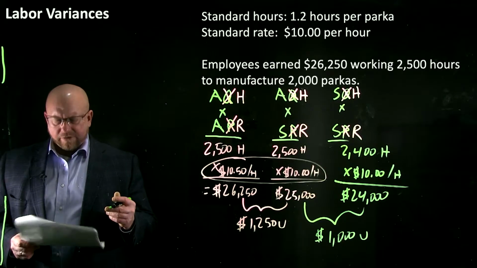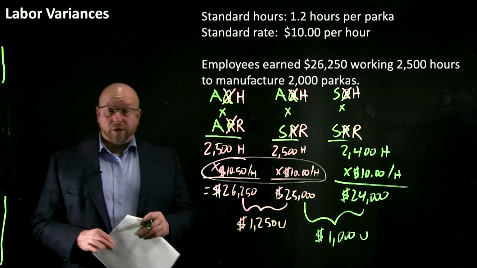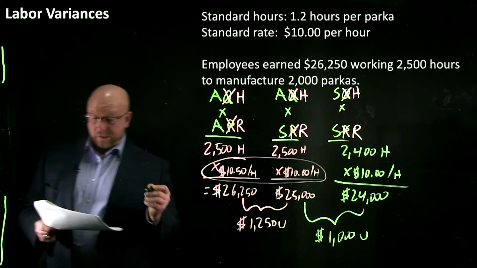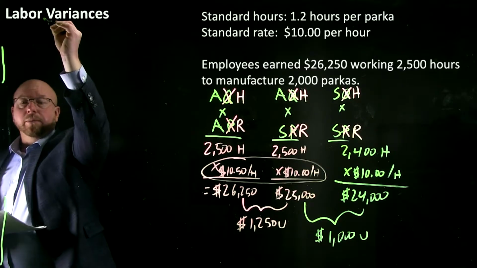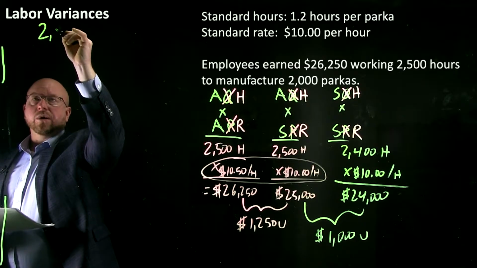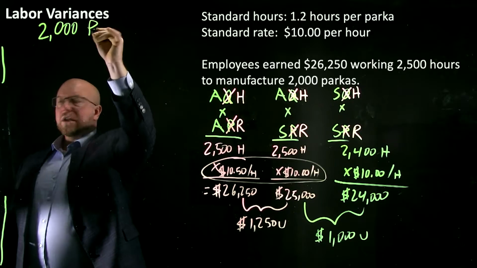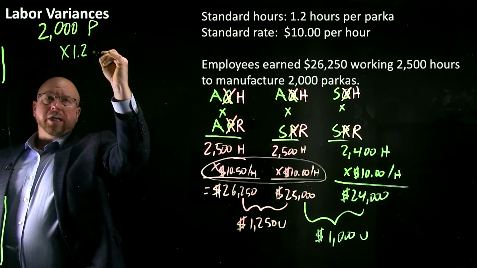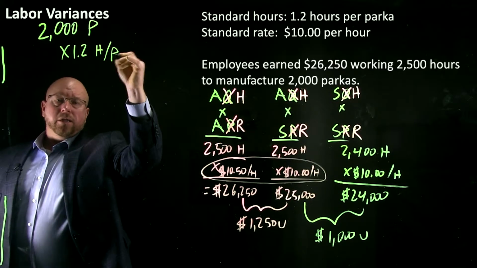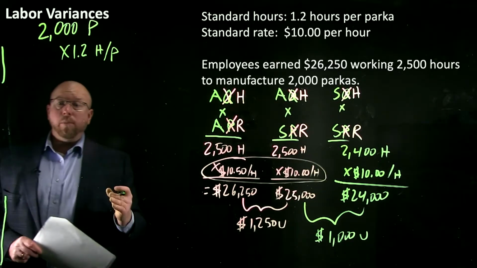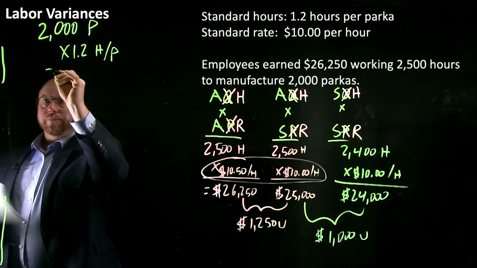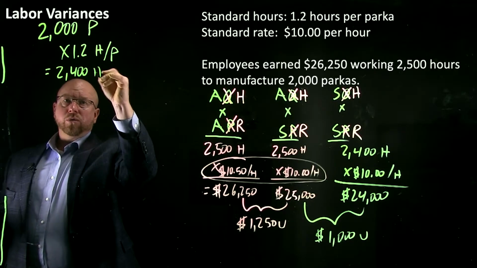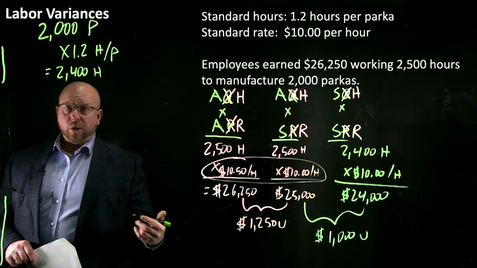Accountants love that kind of stuff. And the way we can triple check ourselves is to take a look at the overall labor spending variance. In a perfect world, I believe in a different segment of the video I called it Utopia, if we manufacture 2,000 parkas, and if our employees work exactly as planned, they're supposed to incur 1.2 labor hours per parka. That means that in a perfect world, we would incur 2,400 labor hours total.